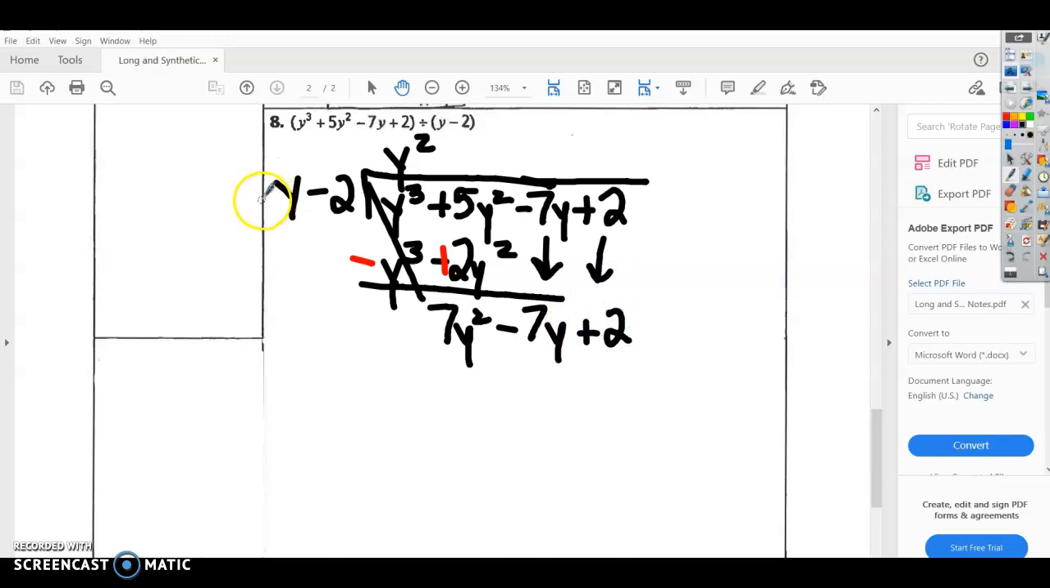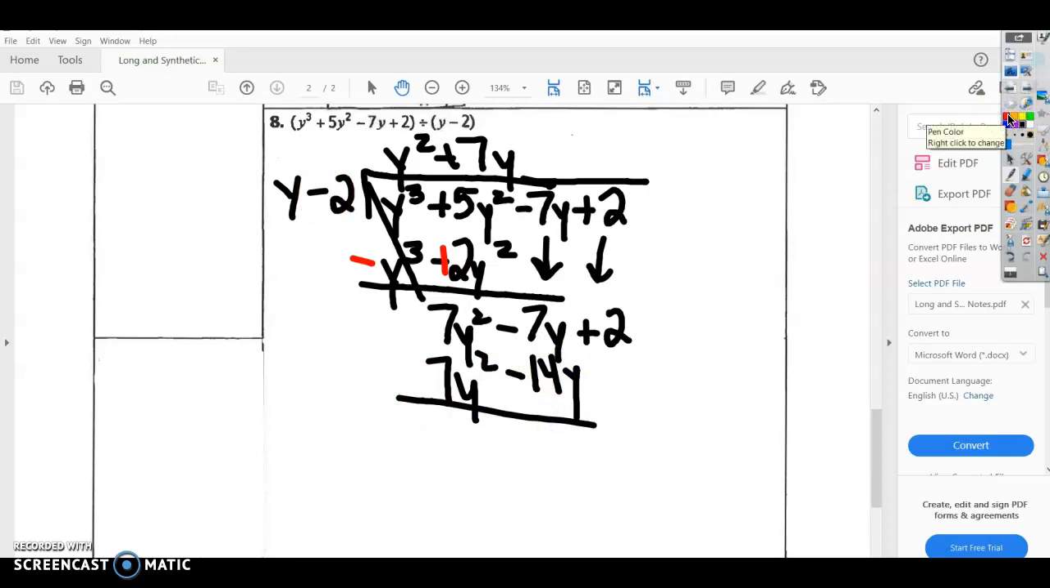All right, so now I start over. Y, come to my first term again. Y goes into 7y squared 7y times. And then 7y times y is 7y squared. And 7y times negative 2 is negative 14y. I'm going to subtract this row, which means subtract a negative. I'm going to add here. And then this one will cancel. Negative 7 plus 14 is positive 7. And then bring down my plus 2.